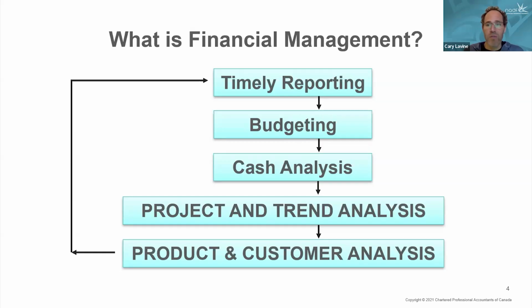Do I have 2 customers that are 80% of my business, and a whole bunch of little tiny customers that are the other 20%? Are some more profitable than others? These are the types of things you look at to understand your business better. And it all circles back to timely reporting. You go through a cycle where every quarter or every year, depending on how you do it, you produce financial statements, you look at budgets, you do some analysis.